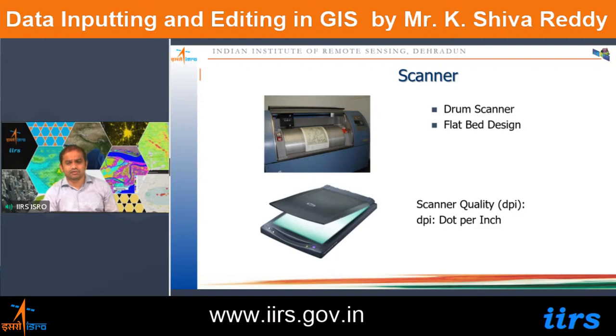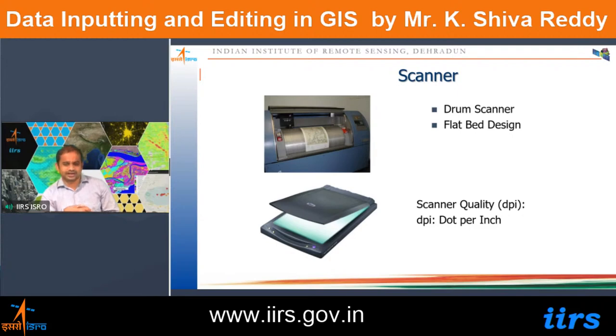And how you measure the quality of the scanner is called dots per inch. This is very important because the instrument can have very good DPI, like 1,000 DPI or 10,000 DPI, but if you use the highest resolution of the scanner, then after scanning the output will be very bulky, right? So it is very much required that we choose the optimum dots per inch while accessing the scanner.